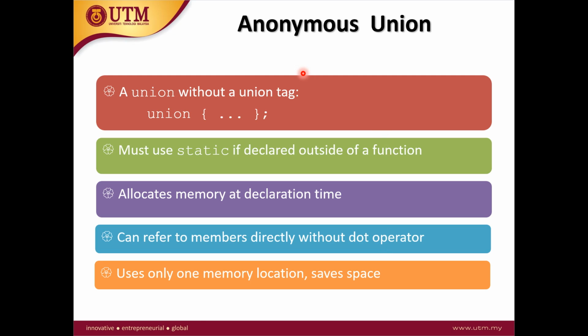So what is an anonymous union? A union without a union tag. For example, you don't have any tag here. If you are declaring it outside a function, we need to use static, and it allocates memory at declaration time. Whenever we are declaring this union, it allocates a memory location. So we can even access any member directly without using a dot operator. It uses only one memory location, so it saves space.